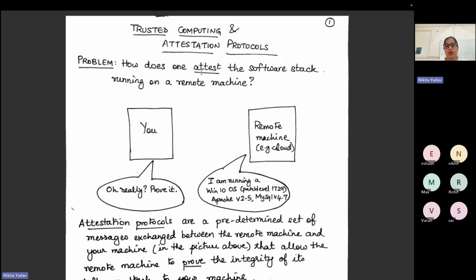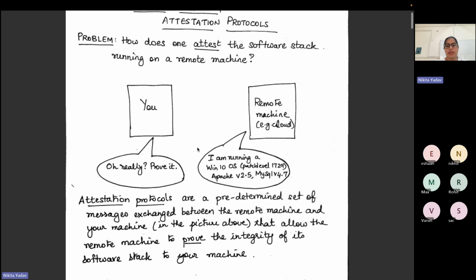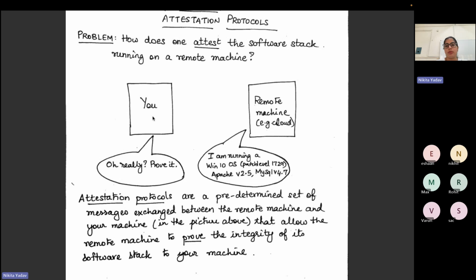Okay, so this is the problem setting, and it has applications such as you as a client want to ensure that the cloud provider software stack is not running any malicious software. And how are we going to do this? We are going to do this with an attestation protocol, and the attestation protocol is nothing but a challenge response protocol, which I just described.